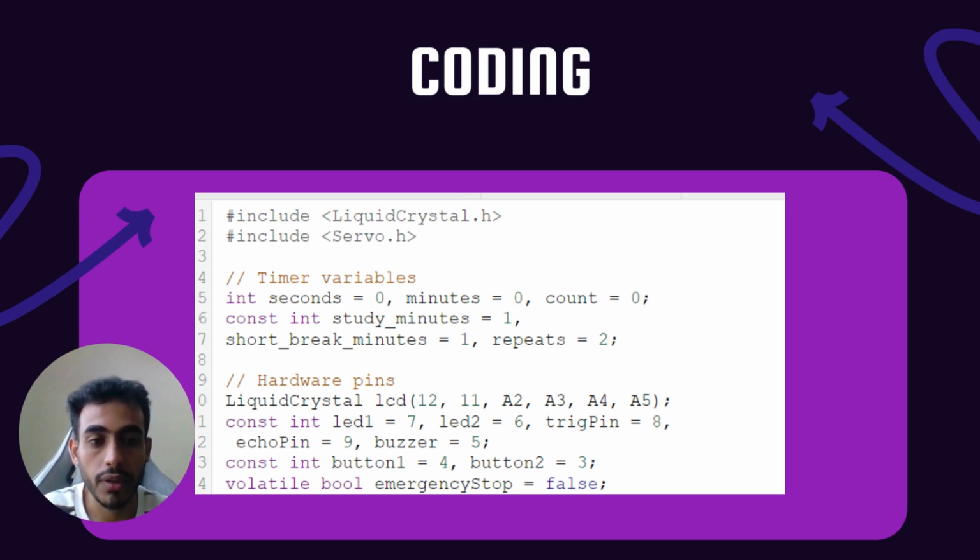Basically, I would like to start with the libraries which are imported into this project to control the locker. Secondly, here are study minutes and short break minutes, which control the duration. The pins in here for LEDs, ultrasonic sensor, buzzer, and buttons are initialized. Last on this page, emergency stop is a boolean used for handling the emergency button.